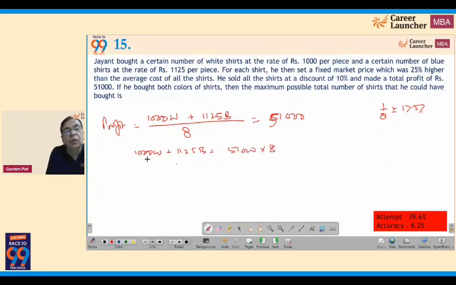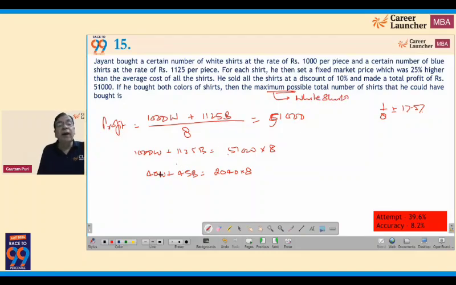51,000 into 8. So how much does it become? 40W plus 45B equals 2040 into 8. Maximum possible total number of shirts is what we want to find. If you want the maximum possible total number of shirts, you need to maximize the white shirts.